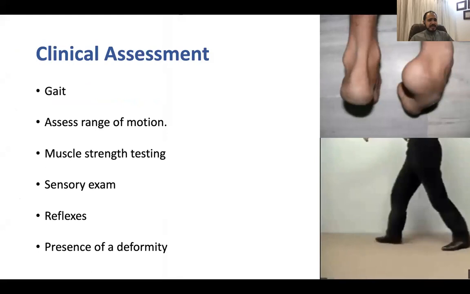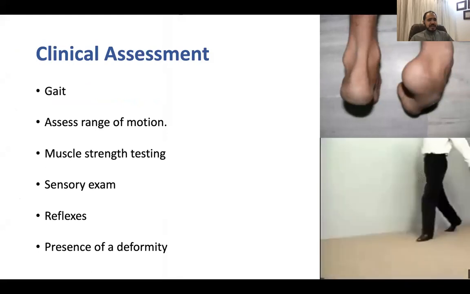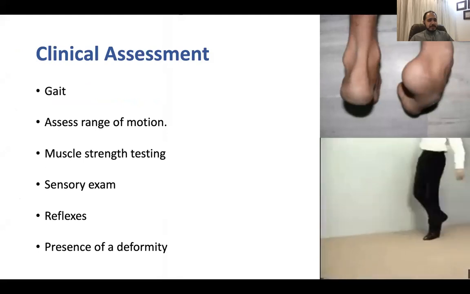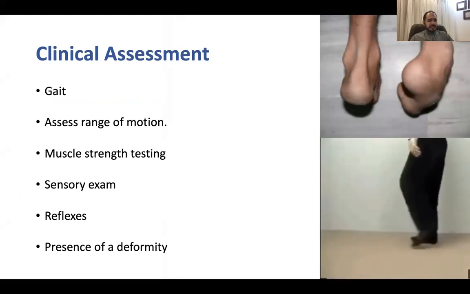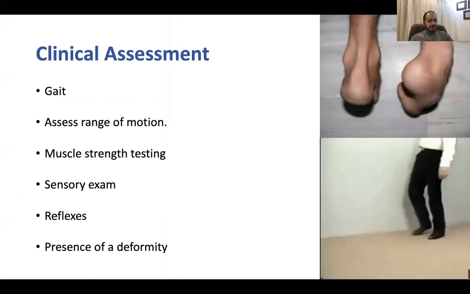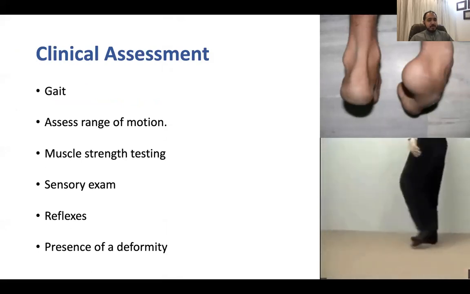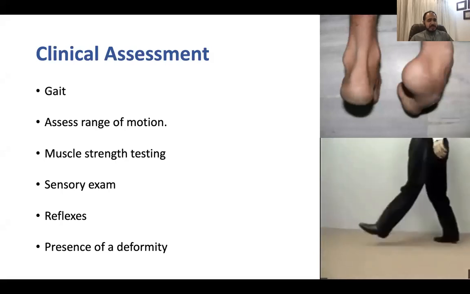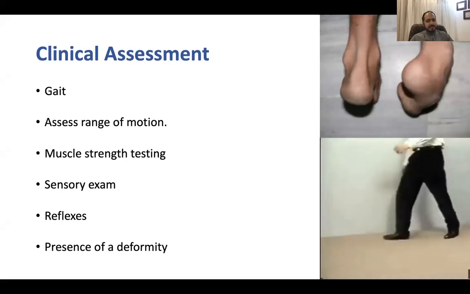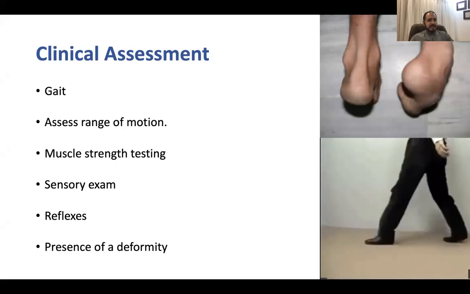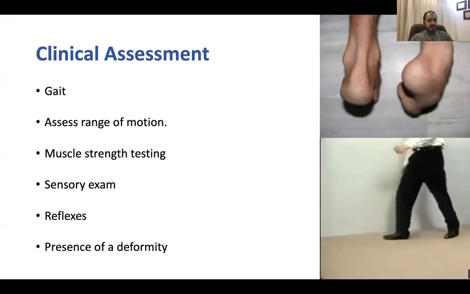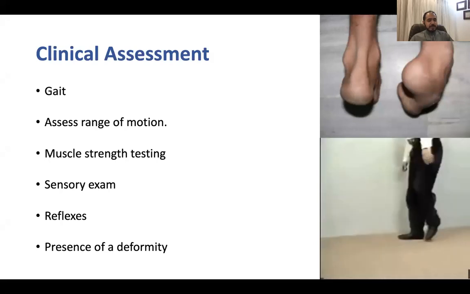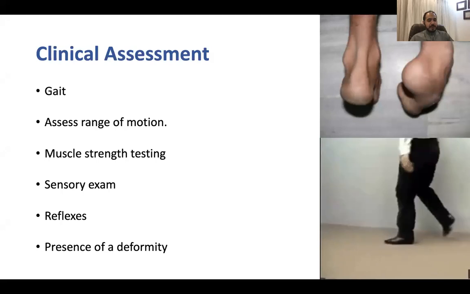Clinical assessment, again, we're assessing the gait, the range of motion of the ankle joint. We're assessing muscle testing. It's not enough to say that this patient has a foot drop. We need to know the grade, the manual muscle testing. We need to know what other functions are still retained, what other muscles and tendons such as tibialis posterior, the peroneal tendons, the flexors, and so on. Sensory assessment, reflexes, and very important to assess the presence of a deformity, whether it's an equinus deformity or other deformities.